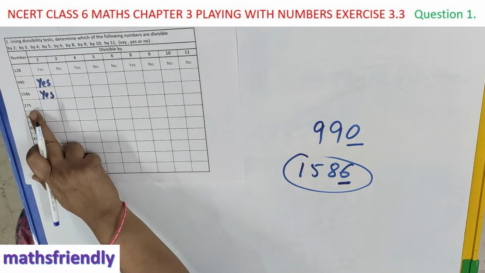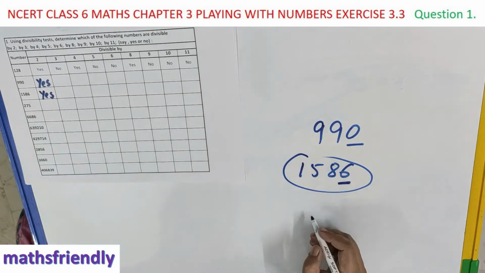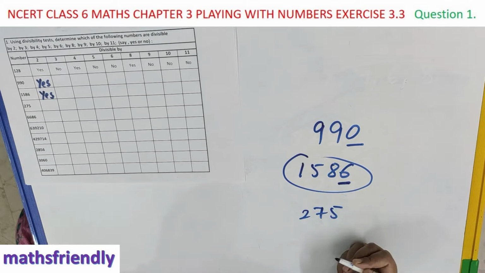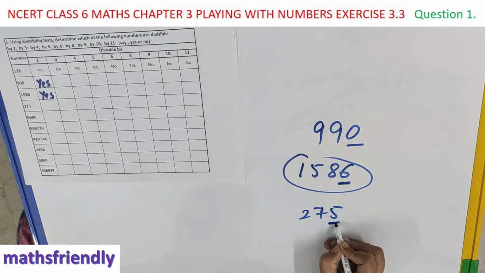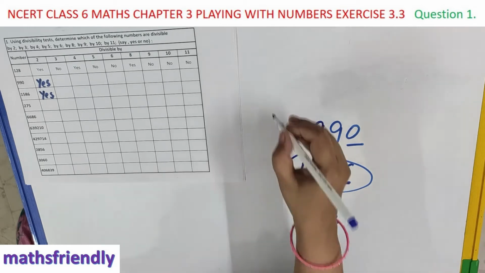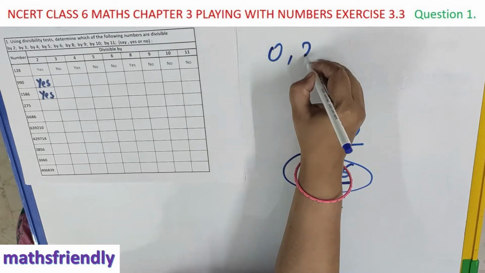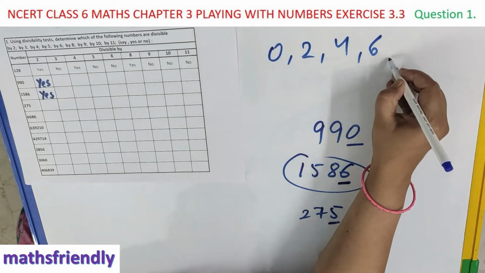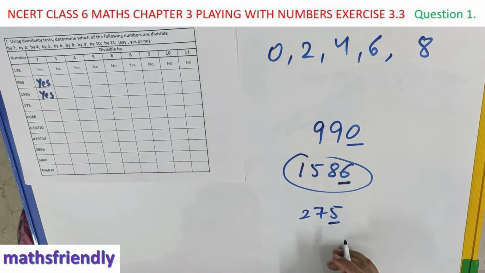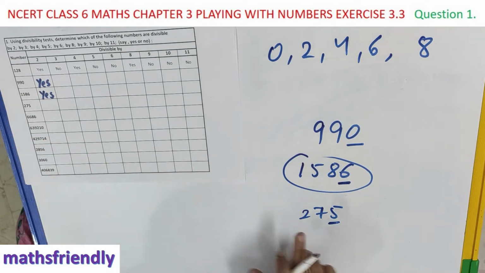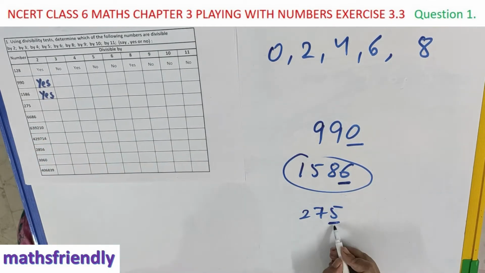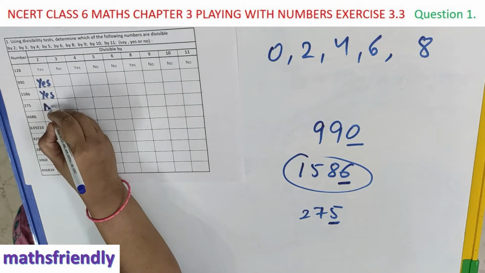What is the next number given? The next number is 275. What is the units place of this number? The units place is 5. So this number will not be divisible by 2 because the units place should have 0, 2, 4, 6 or 8. Then only the given number will be divisible by 2. But this number has 5 in its units place, so it will not be divisible by 2. So we will write no here.